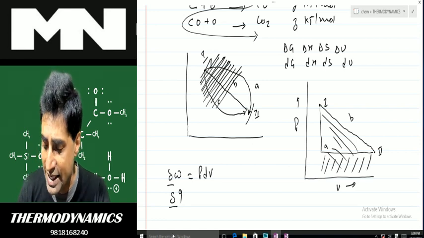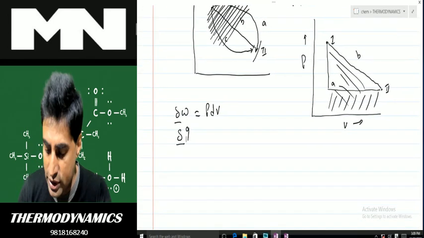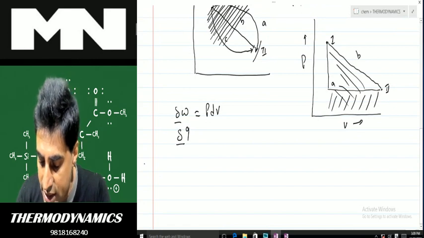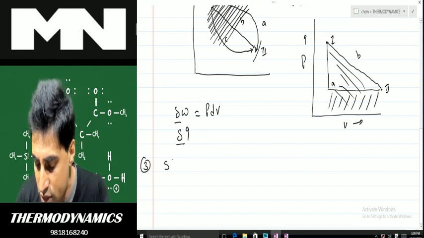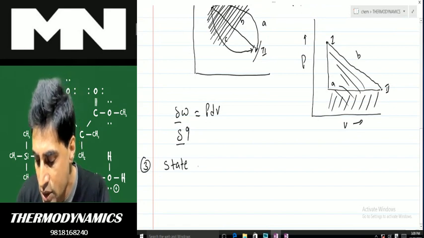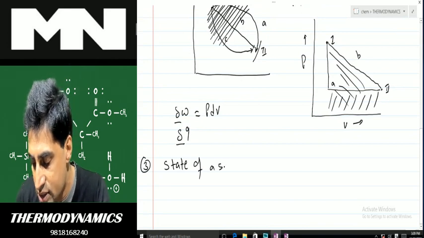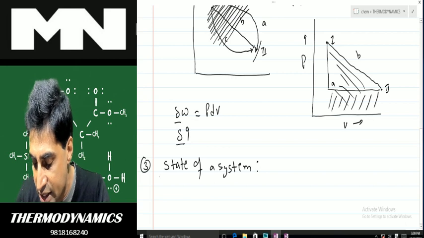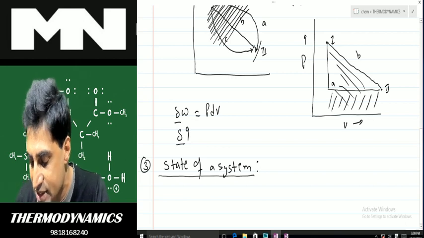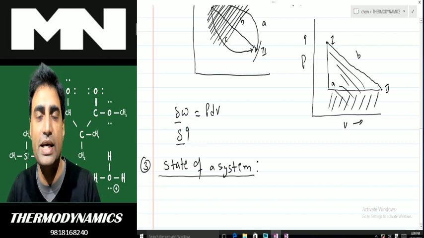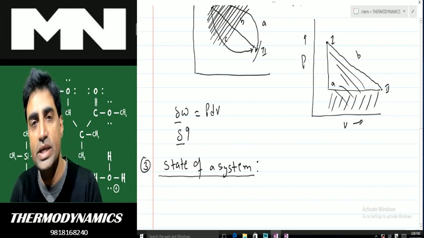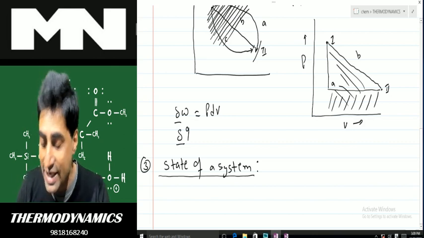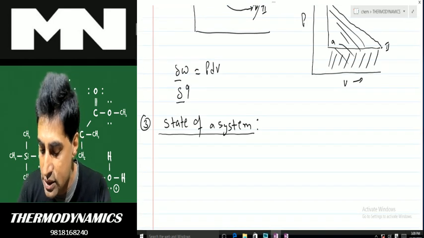So this is what state and path functions are. Now the question that comes to our mind from here is: what is the state of a system? Many a time students give me the answer that the state of a system is solid, liquid or gas. Well, solid, liquid and gas are not states, they are phases. When we talk about the state of a system, we'll see what that means.